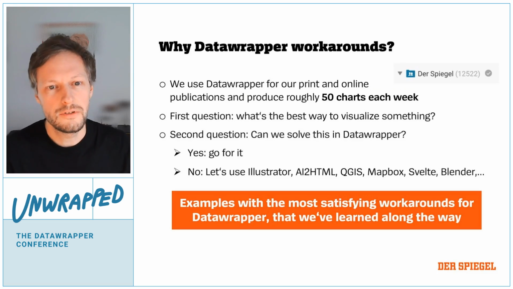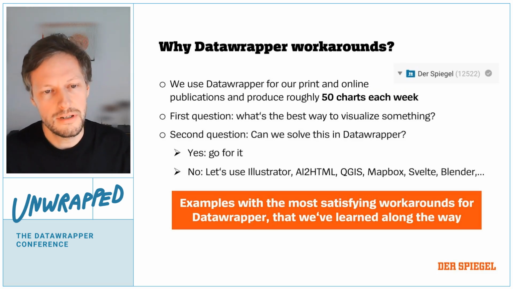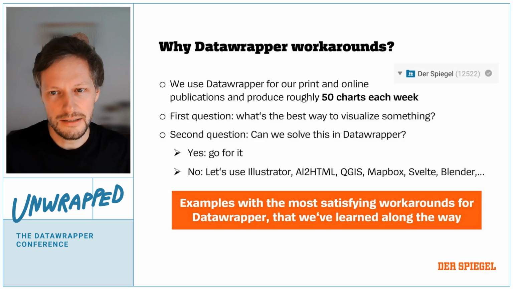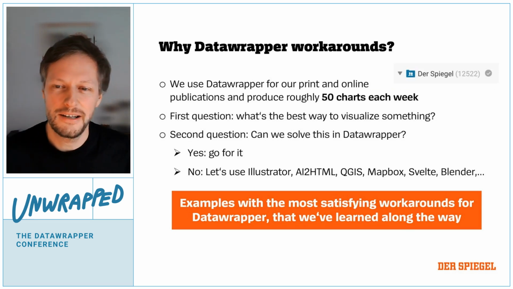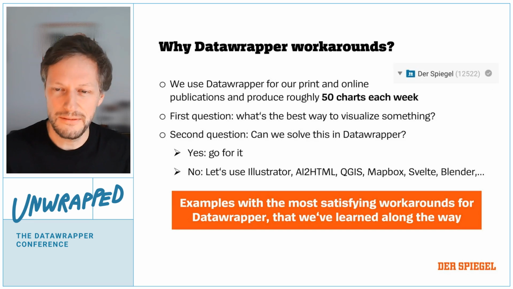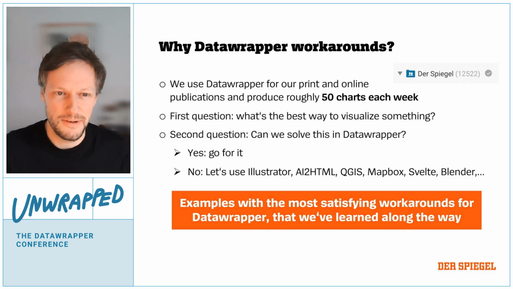We at Der Spiegel use Datawrapper for our print and online publications, and we produce a lot of charts. I counted it a few days ago: roughly 50 charts each week. On the top right, you see our current archive is 12,500 charts, which sometimes is overwhelming if you're looking for something, but we try to organize it in a way that you can find your charts again, sometimes successfully and sometimes not. But that's not what I want to talk about. That's just how much we produce.